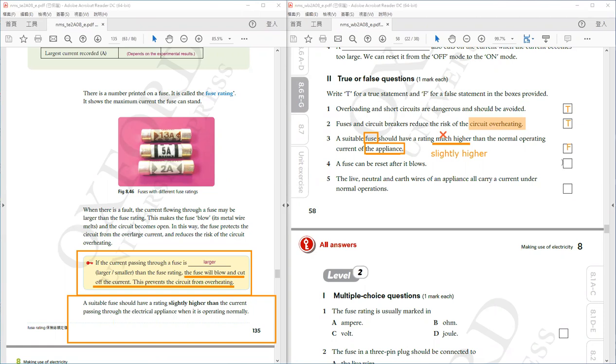Question 4, also wrong. The fuse cannot be reset. After it blows, it is no longer useful. Cannot be reset or cannot be reused. So you have to buy a new fuse, but it's actually very cheap. You can just buy a new one.